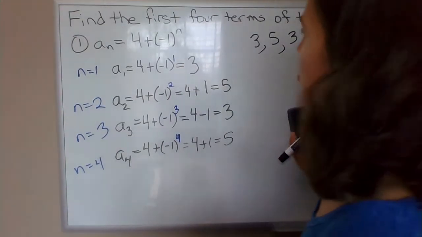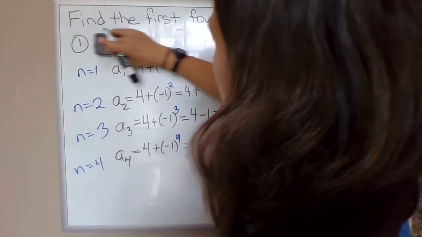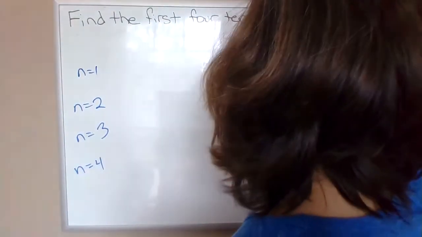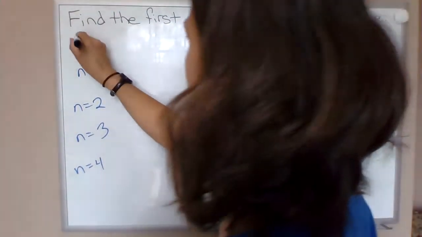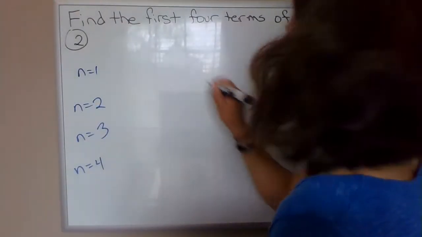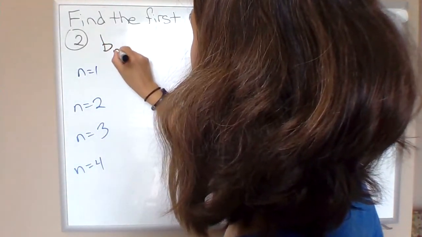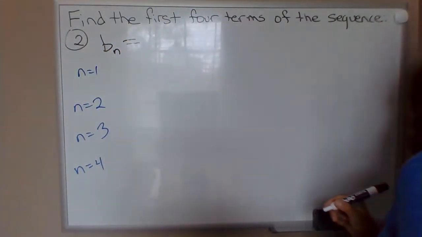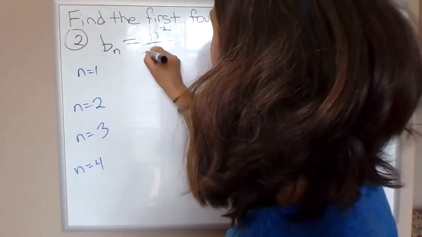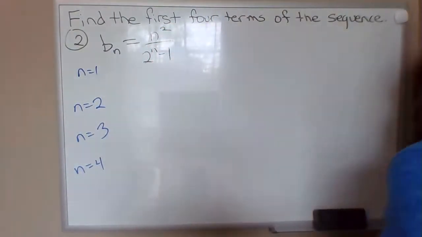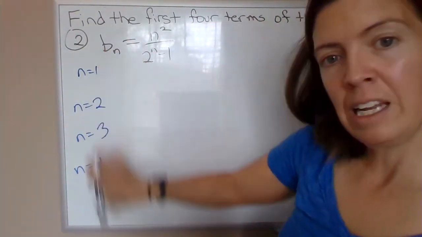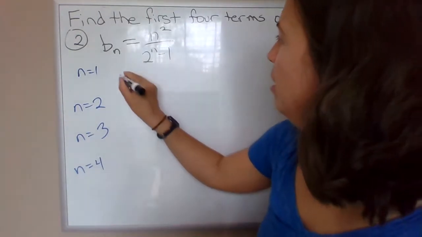Okay, so that's our first example. Second example, is, actually I have to check the notes here, it's defined as b_n equals n squared over 2 to the n minus 1. Is that right? Yes. Okay. So again, we just plug in n equals 1, n equals 2, and so on.